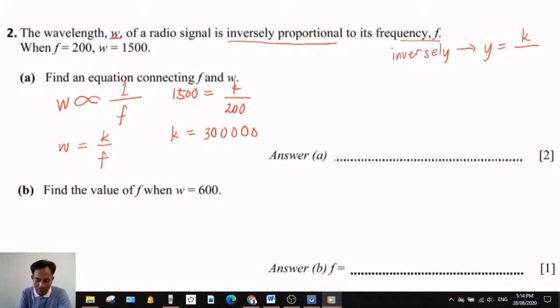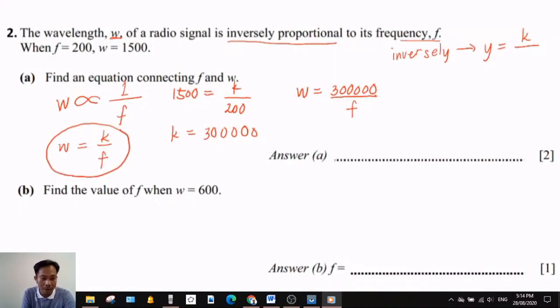Thus, the equation that will connect f and W is W is equivalent to 300,000 divided by f. I'm just changing the variable k after finding its value, because 200 times 1500 is 300,000. Since k is already 300,000, I replace k with 300,000. Then the equation that will connect them is W is equal to 300,000 divided by f. You can write this equation also as Wf is equal to 300,000.